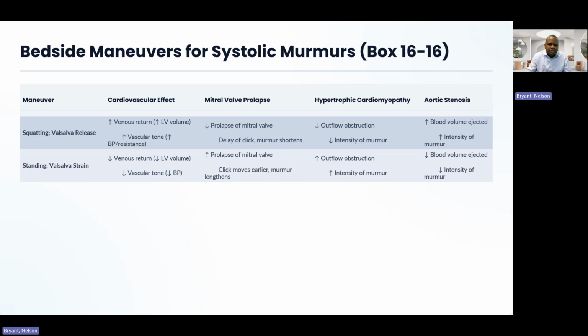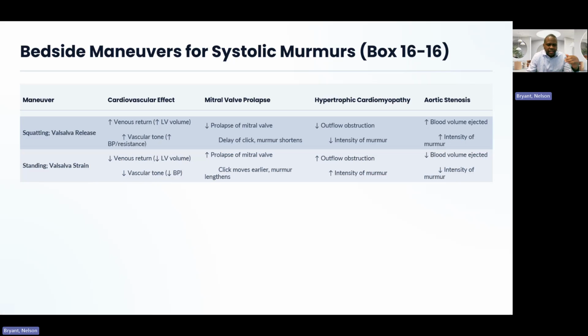So maneuvers for systolic murmurs, like squatting or any other, hemodynamics may be altered, especially for those patients I mentioned who are very active. And then this may change the intensity of any specific murmurs.